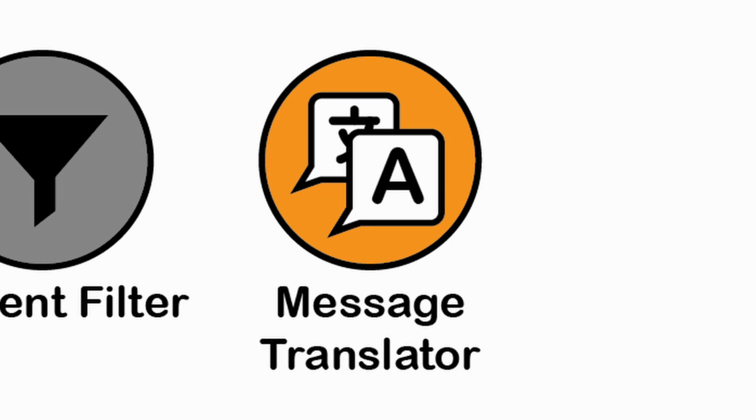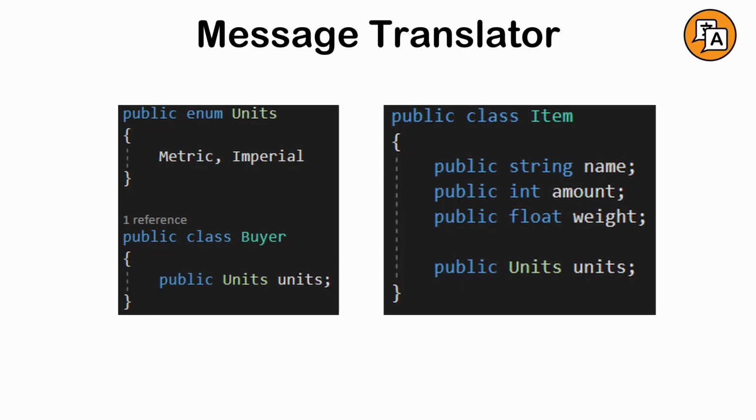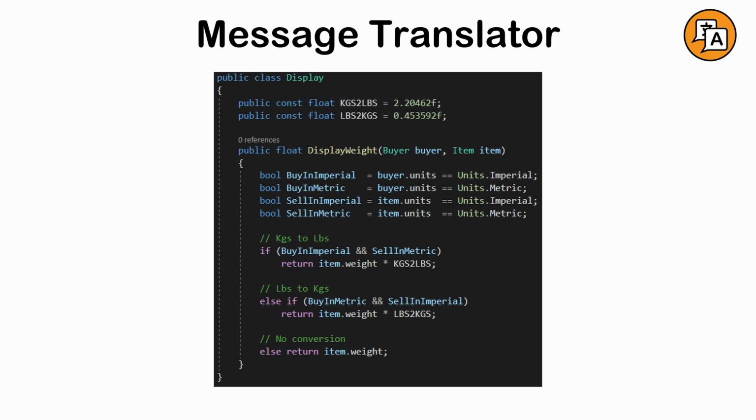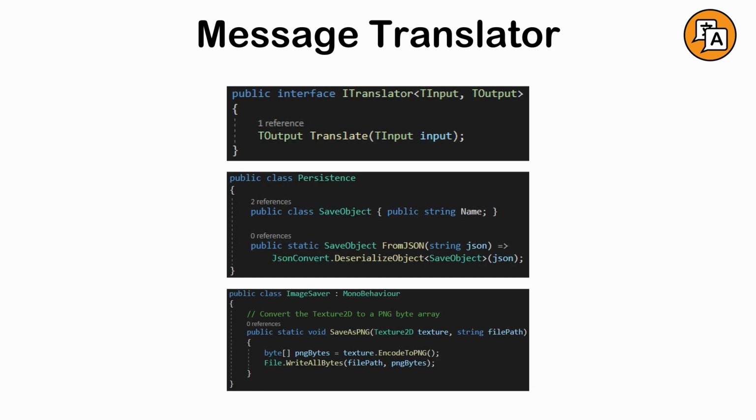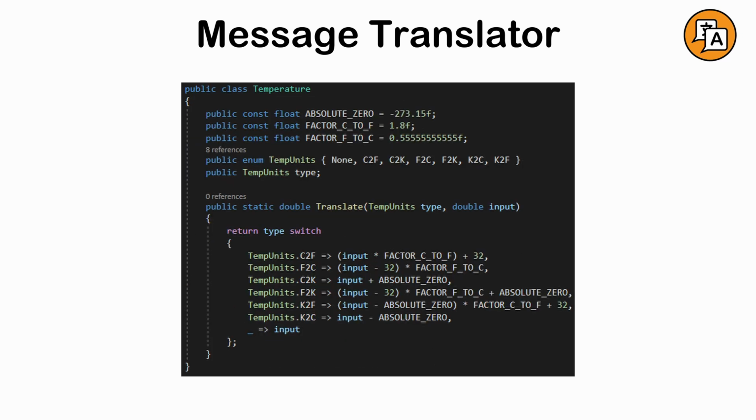The message translator pattern. Used to convert messages from one format to another. This is typically required when different systems or services use different data formats. Functions like from.json or to.png would be examples of this pattern. Care must be taken to ensure accurate translation.